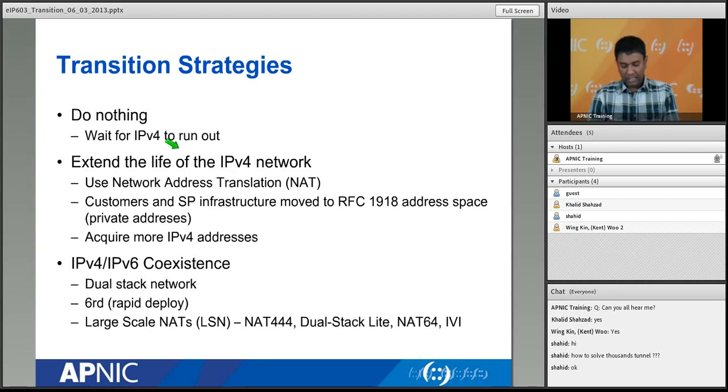So, transition strategies: what you can do. When you do IPv6 deployment into your network, the best way is: all your old customers will have V4 addresses. When a new customer comes, you don't have any V4 address, either as a customer or as a server. So what do you do? You use carrier grade NAT, CGN, and you also use IPv6 on the customer side.